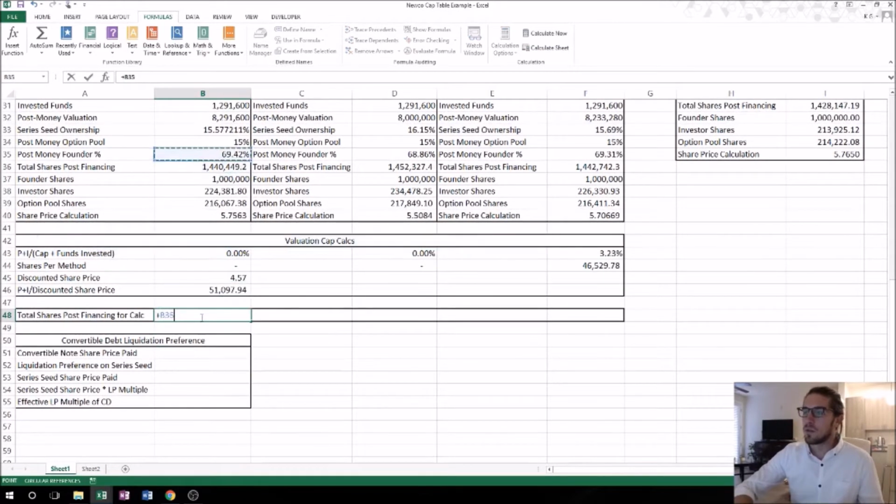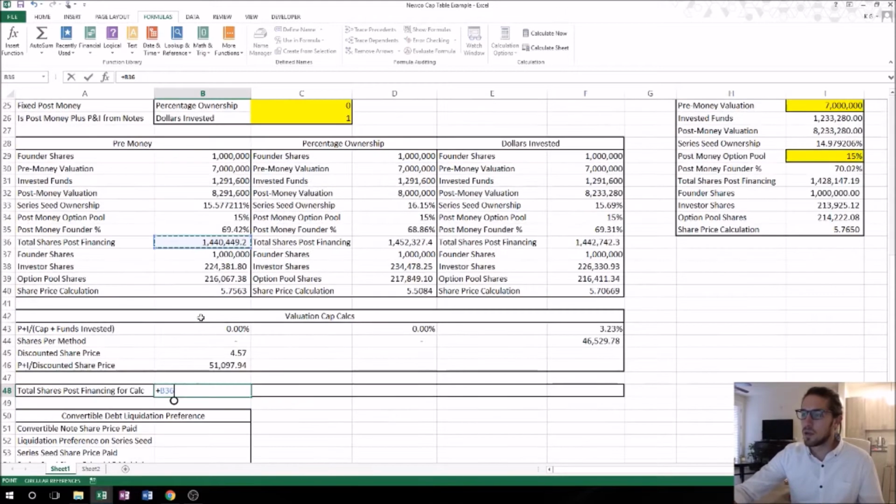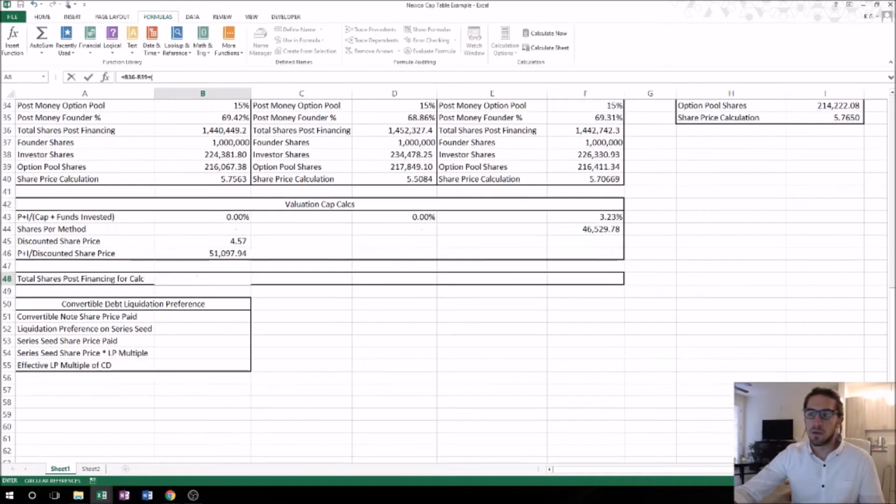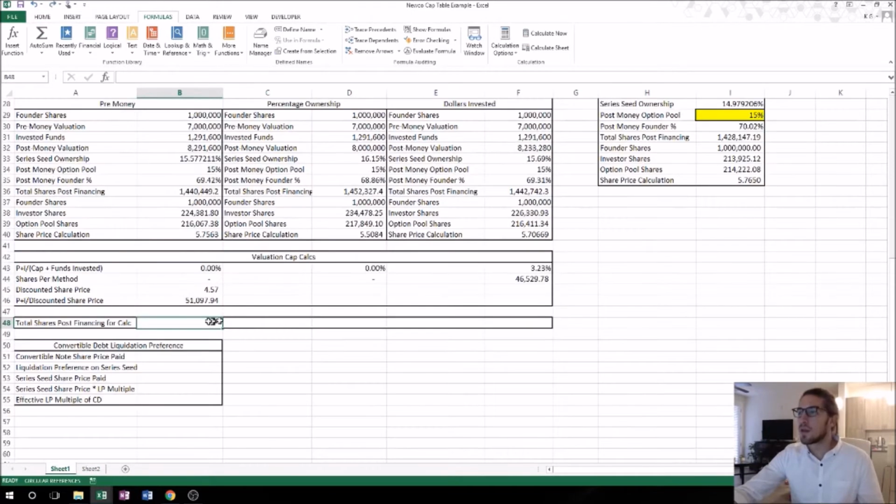And we do the total shares post-financing. And see what we're doing here is we're going up to the same column. So this is the pre-money method still. And we'll do one for each method. The pre-money method, we'll do total shares post-financing minus the option pool shares plus, and we got to add a few things back in here. So we want to add in, well, that was a little snafu again. It's okay, they happen. So we do this plus this minus the option pool shares.